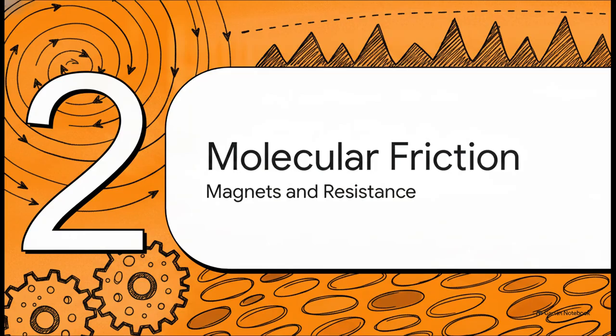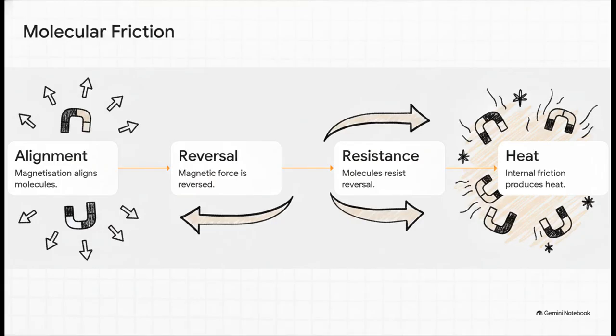Okay, let's move on to Section 2, molecular magnets and friction. Let's visualize what's actually happening at the microscopic level. When you apply a magnetizing force, the molecules inside the magnetic material act like tiny little magnets, and they all align themselves in one direction. But because we're dealing with alternating current, that magnetic force is constantly reversing. And every time it reverses, all those molecular magnets have to physically flip.